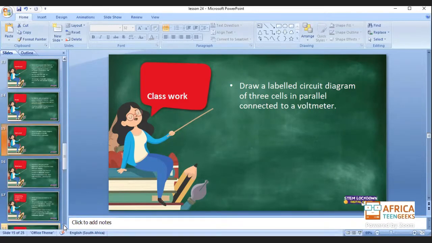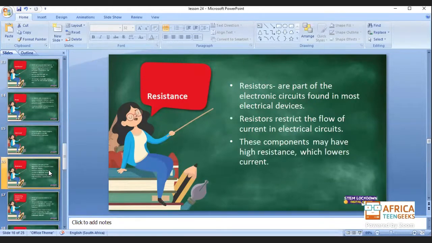And then I want you to look at the grade 9 resistance. So we spoke of resistors. We all know now what resistors are. We said resistors are components in a circuit that reduce the flow of current. They say resistors are part of the electronic circuit found in most electrical devices. Resistors restrict the flow of current in an electrical circuit. These components may have a high resistance, which lowers the flow of current.